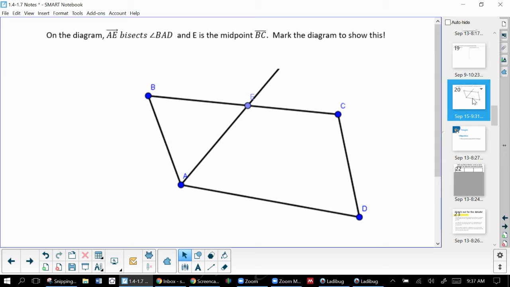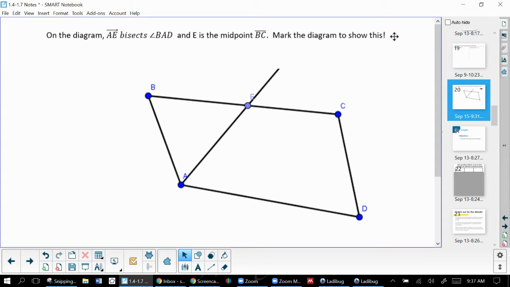So before we start here, take a second and take a look at this problem on the screen for you right now. You're going to want to draw that out and then mark the things on it that it says are true right here. So pause your video and then come back in just a second.